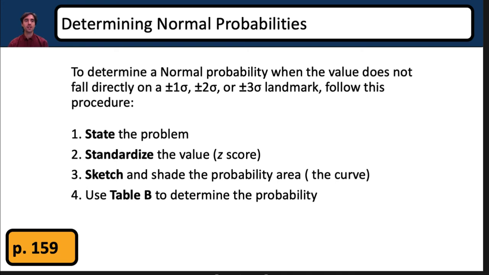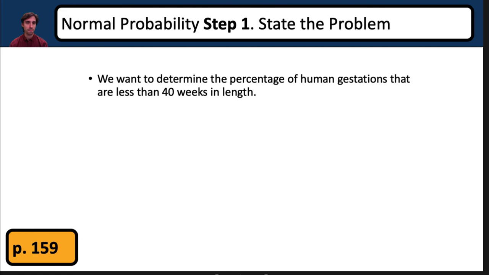All right, but now we're determining the normal probabilities, and there is a technique we want to move forward with when it comes to this. So first we must state the problem, and then we standardize the value, in other words, we find the z-score, and then we'll sketch and shape the probability area within that curve, and then we'll use table B to determine the probability of it. So we'll go further. We'll just show you.